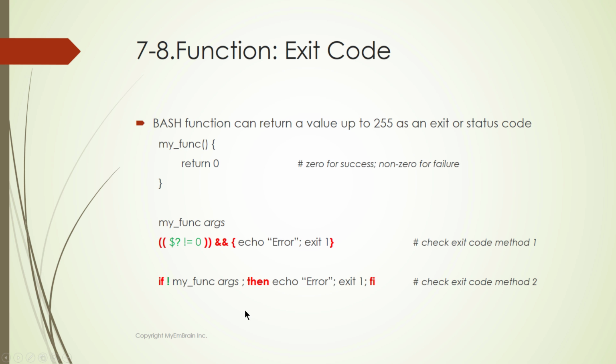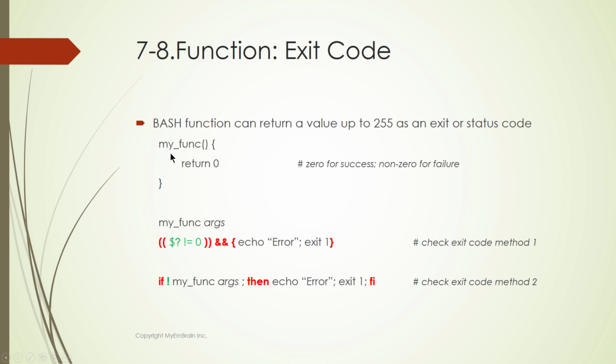Welcome to lecture 7.8, exit code of a function. A Bash function can return an exit code up to a value of 255. Beyond that, it's going to be modulo 256. So from 0 to 255, and anything beyond that is modulo 256. So we can only have a value from 0 to 255 for the exit code of any function in Bash.